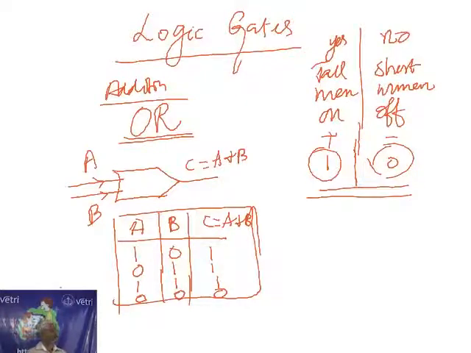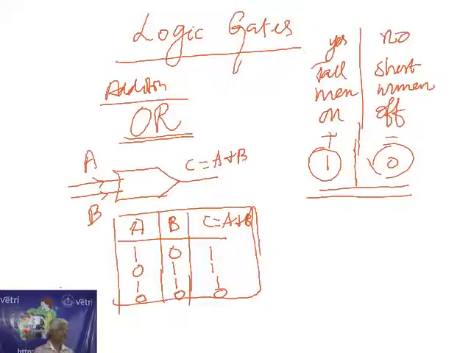Y is equal to A plus B. Y is an output, or C is an output. 1 plus 0, 1. 0 plus 1, 1. 1 plus 1, 1. 0 plus 0, 0. So the output means we are getting 1. In order to get output 1, we should have either A as input or B as input or both inputs. Then only we are getting output.